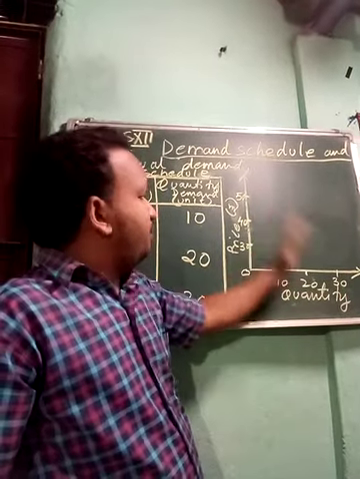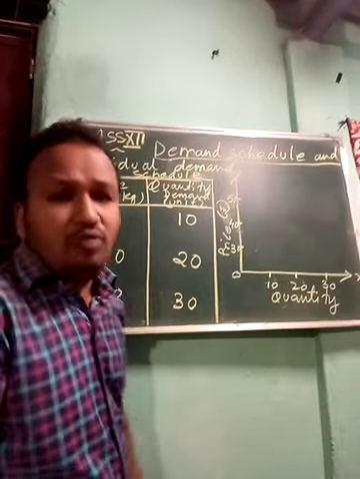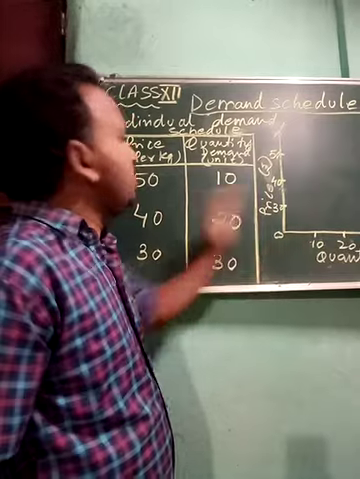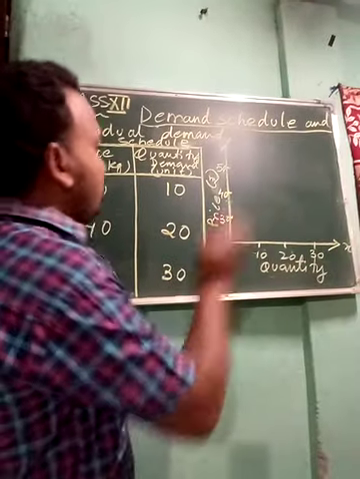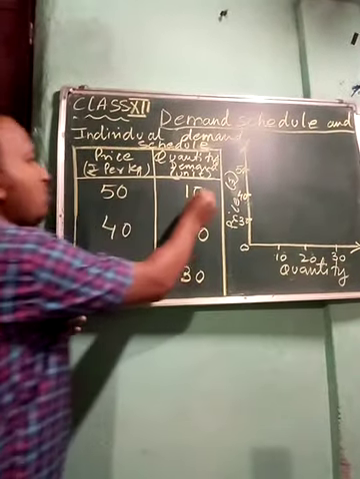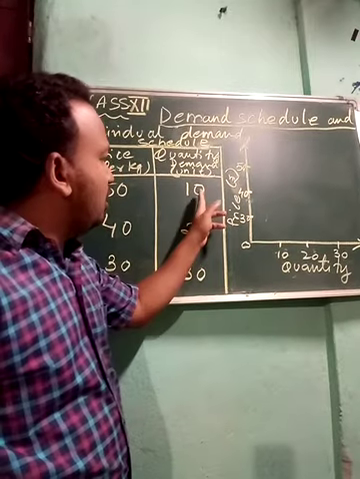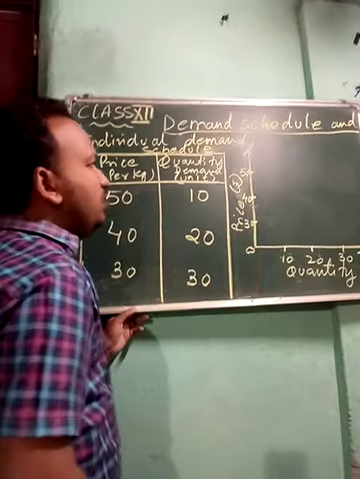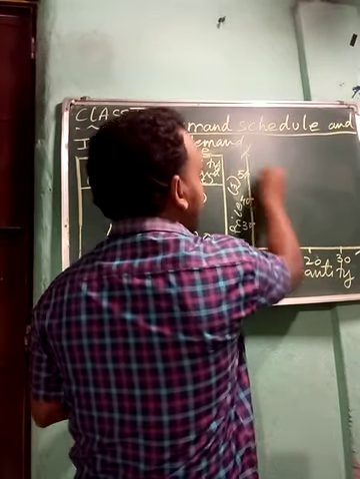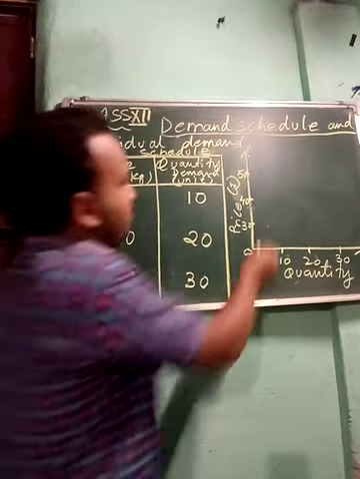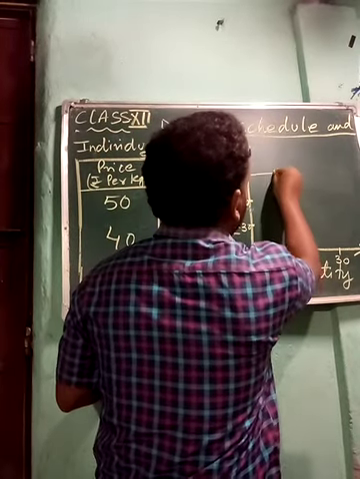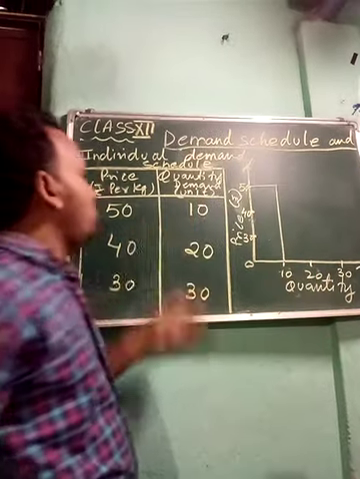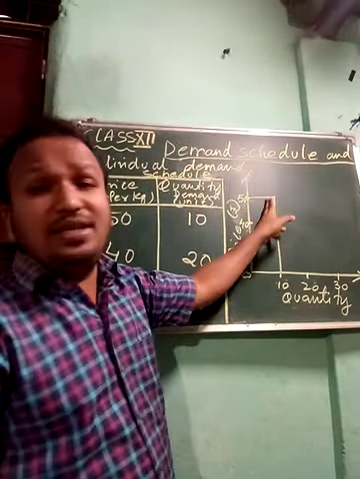Okay children, after framing the x-axis and y-axis, now by looking at this schedule we have to prepare the curve. Look first: when the price was 50, what was the quantity demanded? How much has an individual demanded in the market for the X commodity? That is only 10 units. So when the price was 50, the quantity demanded is 10 units.